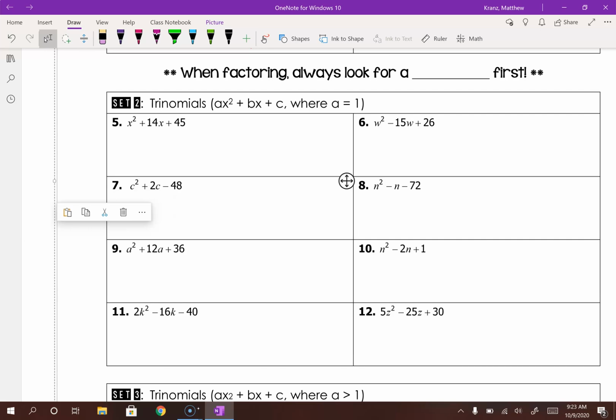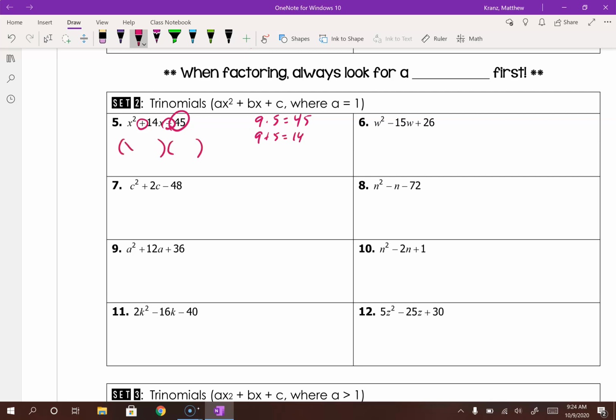All right, number 5, these are factoring trinomials. So this is where we talked about it real fast. You need to find two numbers that multiply to be 45. So in this case, think of it like 9 times 5 equals 45, but are the same sign and add together to be positive 14. So 9 plus 5 equals 14. So when we factor this, you have x plus 9, x plus 5. And if you FOILed it together, you would wind up with this answer.